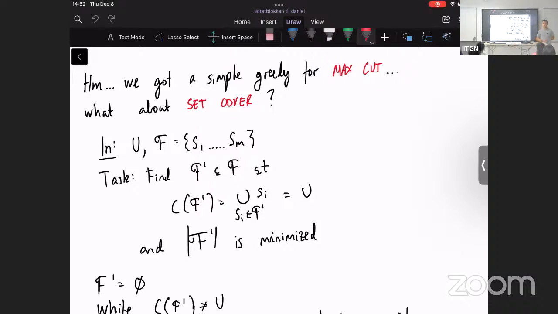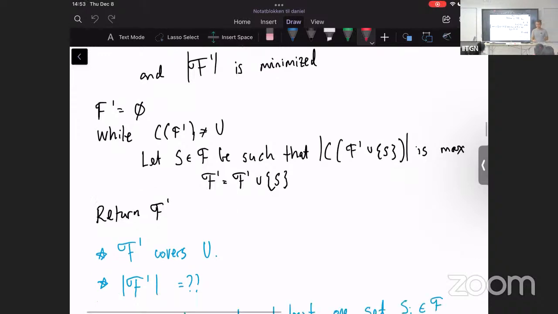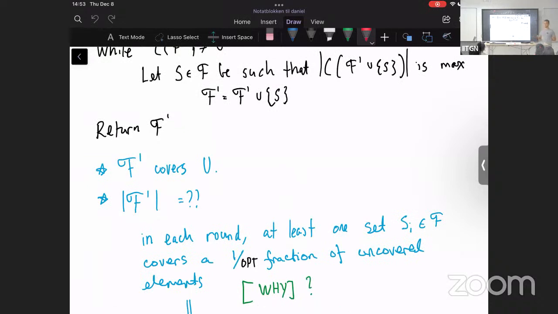Here's the algorithm. I'm trying to cover my universe U using as few sets as possible. So a very reasonable thing to do is to pick the set that covers the largest number of yet uncovered elements. Initially you set F prime to be empty. While it doesn't cover all the elements, pick the set in F that covers the largest number of yet uncovered elements and add it to F prime. When you're done, F prime definitely covers U, and you terminate in polynomial time.